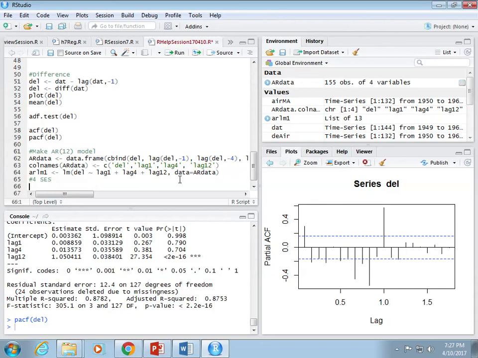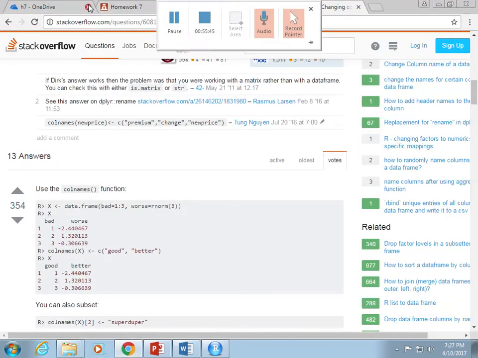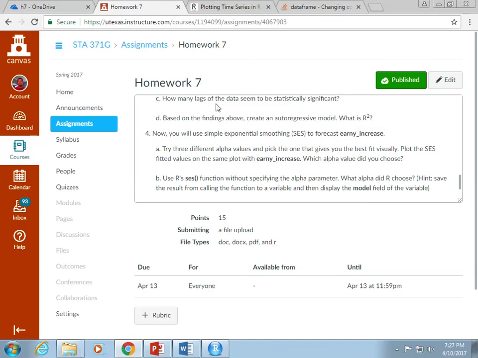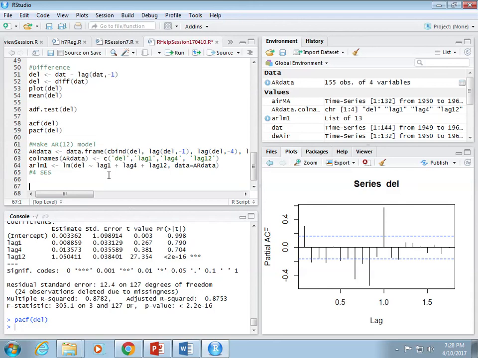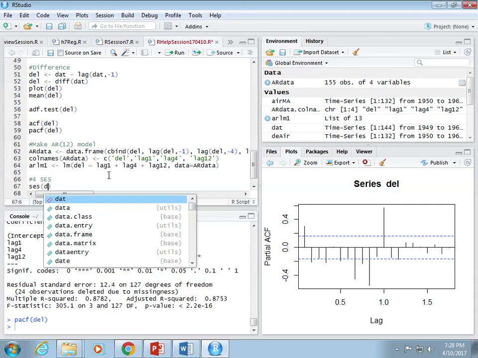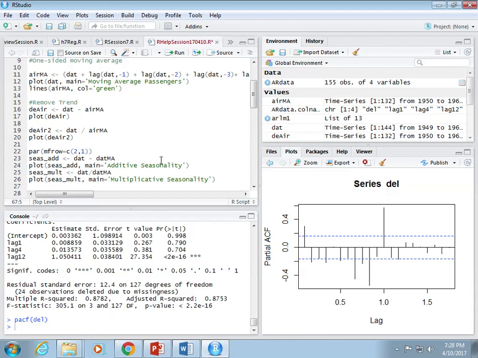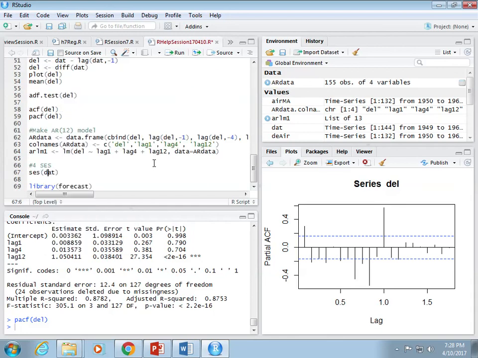Okay. I think we got one last thing. I'm running out of time. So, simple exponential smoothing. It's a nice function, just SES, and that stands for simple exponential smoothing. And we can do it with any data set that we imagine. So we're going to do it with the data, and I think in the homework you're doing it with the annual data.